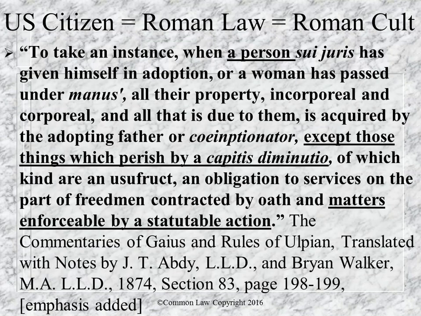To take an instance, when a person has given himself in adoption or a woman has passed under manus, all their property, corporeal and incorporeal, and all that is due to them is acquired by the adopting father or the coemptionator, except those things which perish by capitis diminutio, of which kind are usufruct and obligation to services on the part of a freeman contracted by oath, and matters enforceable by a statutory action. That's taken from the Commentaries of Gaius and the Rules of Ulpian, translated with notes in 1874. Okay, that was originally written in like 350 AD in the Roman Empire. This is Roman law.